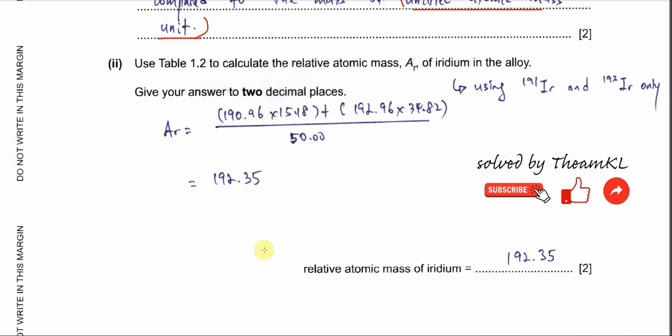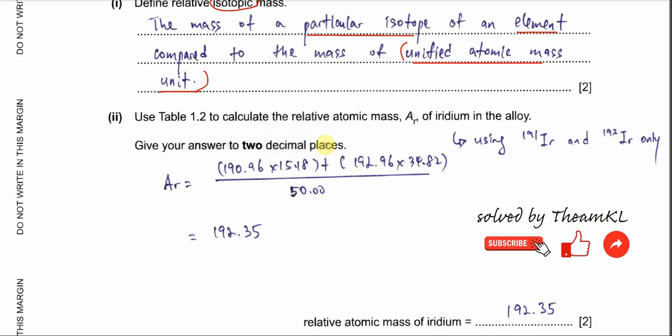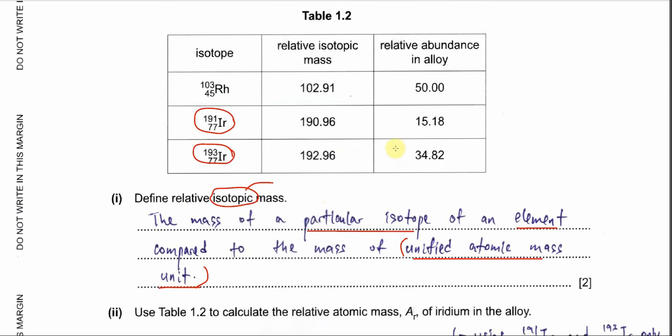Okay, so for part 2, use table 1.2 to calculate the relative atomic mass for this iridium. So we just need to use these two isotopes, 191 and 193. From this table, the relative abundance for these two in the alloy is given. The total relative abundance of these two is 50. So what we need to use is the mass and the relative abundance for the calculation.